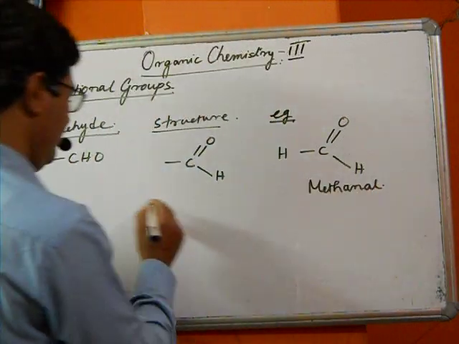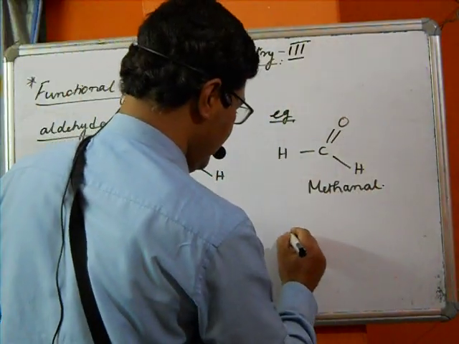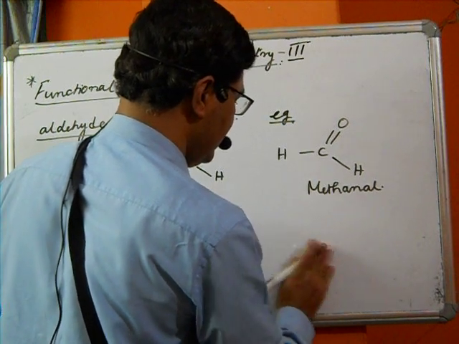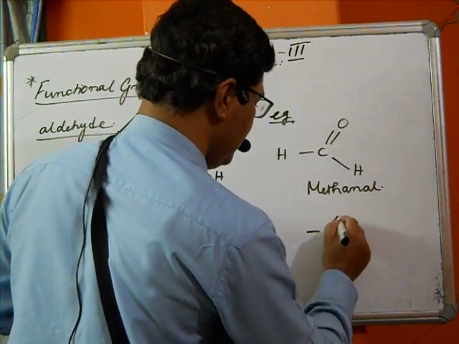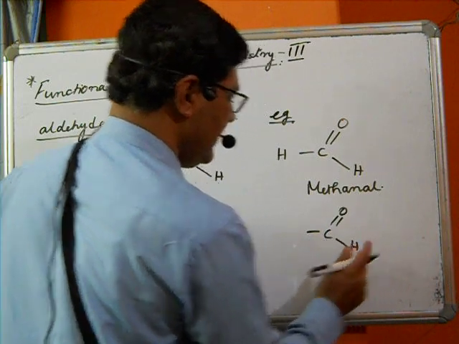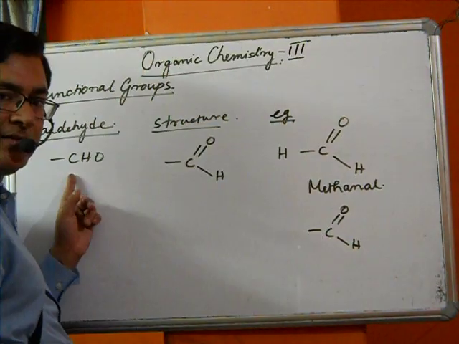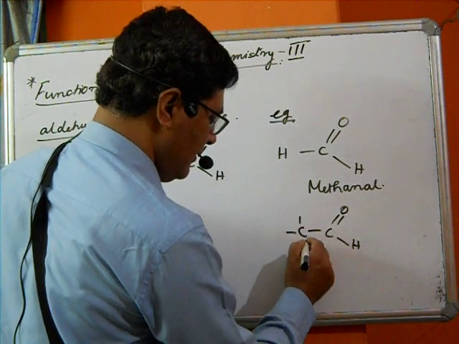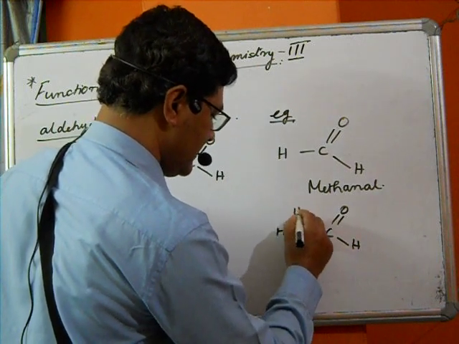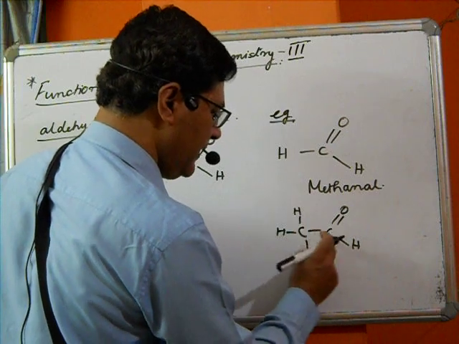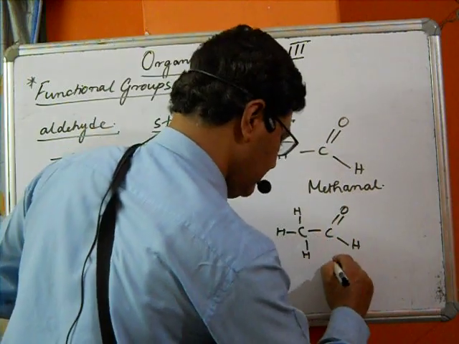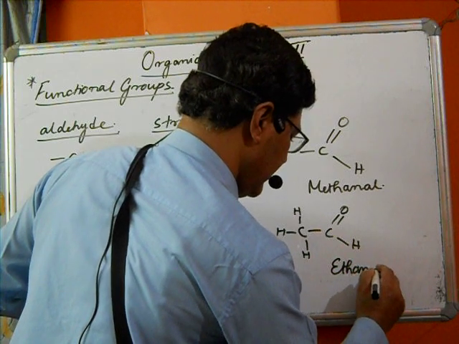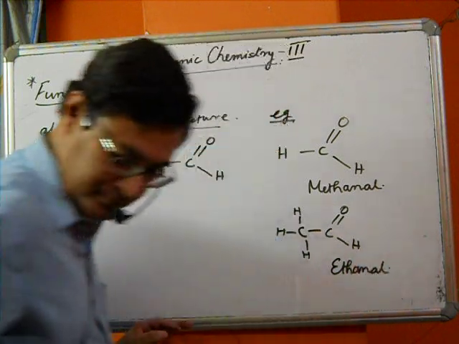This is methanal. Another example I am giving: CH3, let it be like this, C double bond O dash H. This is the functional group aldehyde. In place of this, a carbon comes with 3, methyl comes. Now how many carbons? 2. Ethanal.